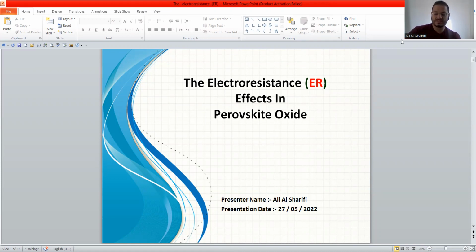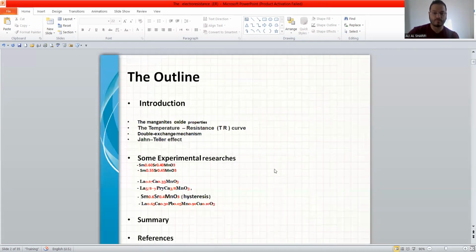Let's go directly to the outline to discuss some important things. This will be like a map for me. I will use many simple, actually critical points to explain my idea about the electric resistance to all the audience. For example, I will start from the manganite oxide properties, how this section deals with many properties. One of them is electric resistance, as my lecture title today.